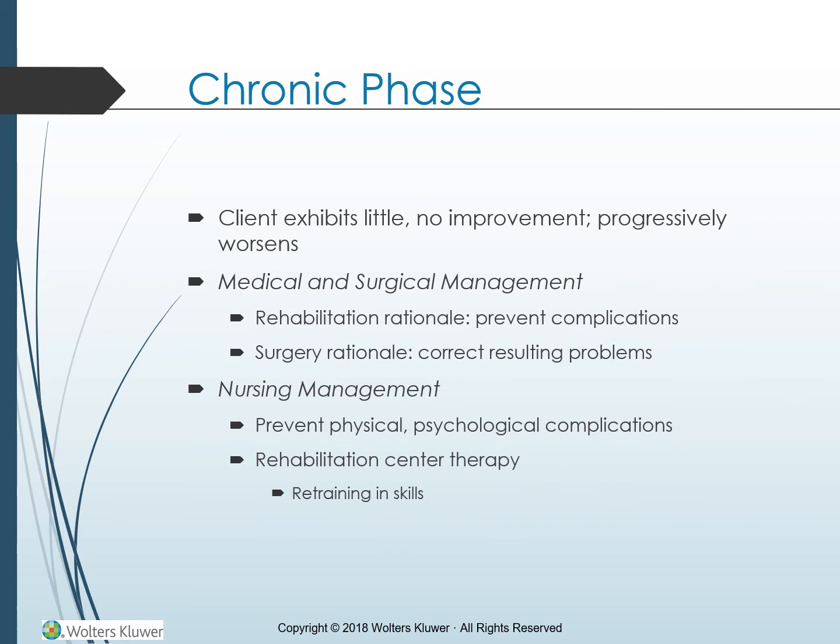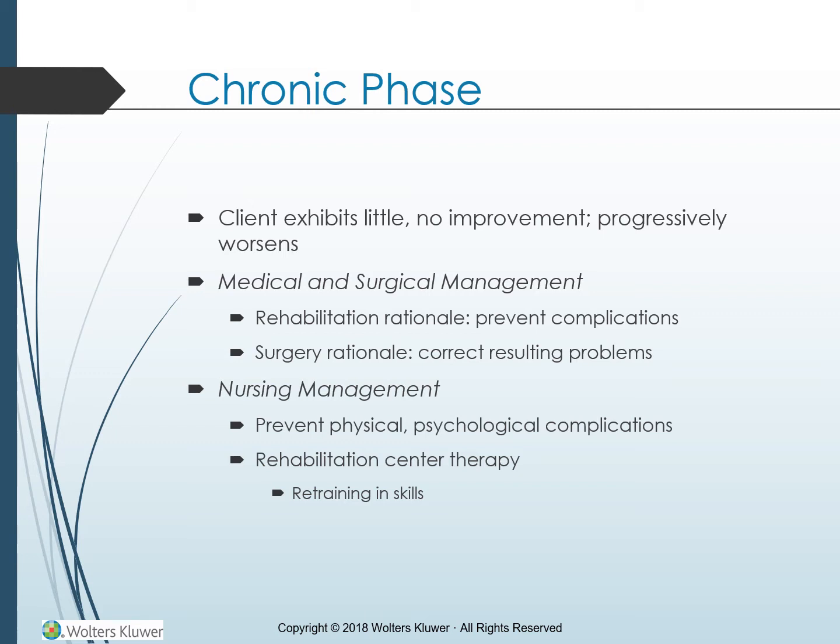Chronic phase. For some clients, such as those with amyotrophic lateral sclerosis, known as ALS or Lou Gehrig's disease, or Alzheimer's disease, neurologic deficits result in a prolonged or lifelong chronic phase. In this phase, the client shows little or no improvement, remains stationary, or progressively worsens. Physical and psychologic rehabilitation continues in the chronic phase to prevent complications such as pressure ulcers and muscle contractures.